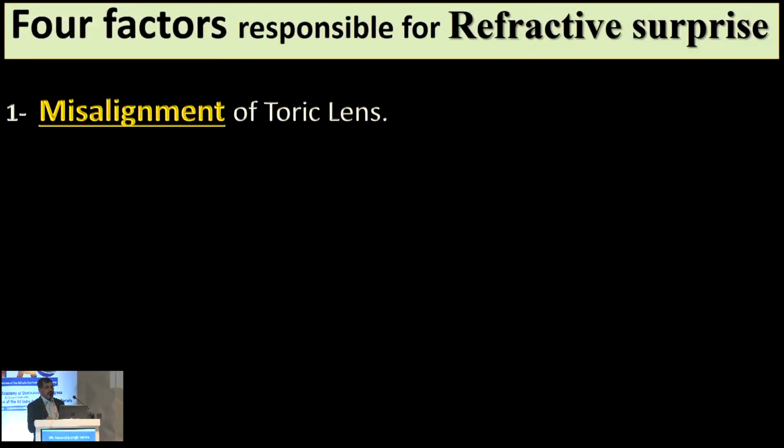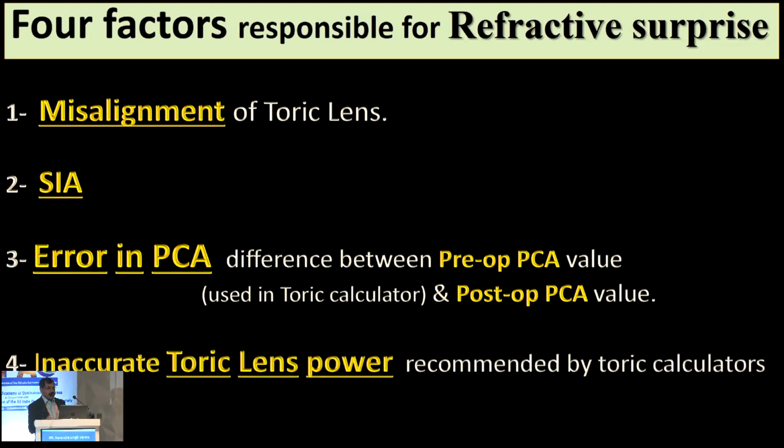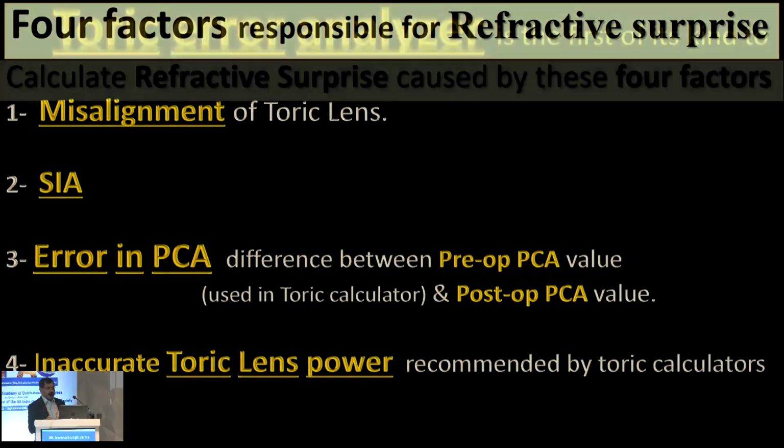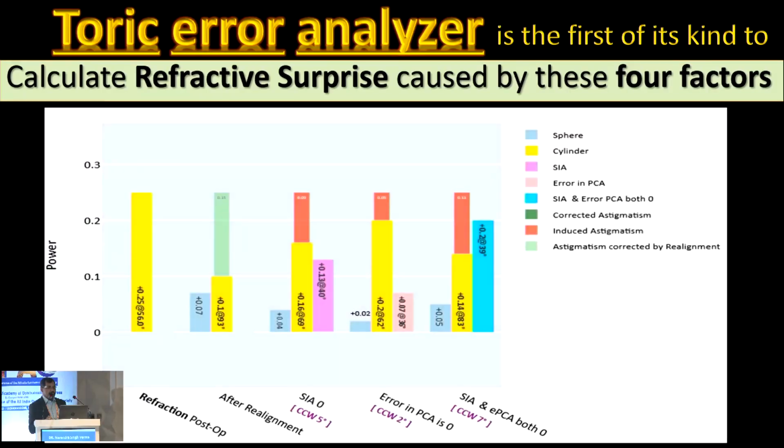These are the 4 factors responsible for refractive surprise. Misalignment of the toric lens, SIA, error in PCA, which is the difference between the preoperative PCA value used in the toric calculator and the postoperative PCA value, and inaccurate toric lens power recommended by the toric calculator. The toric error analyzer is the first of its kind to calculate the refractive surprise caused by these 4 factors separately and display the results in the form of a graph.